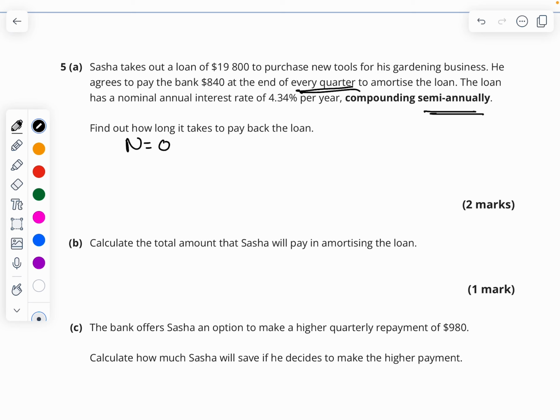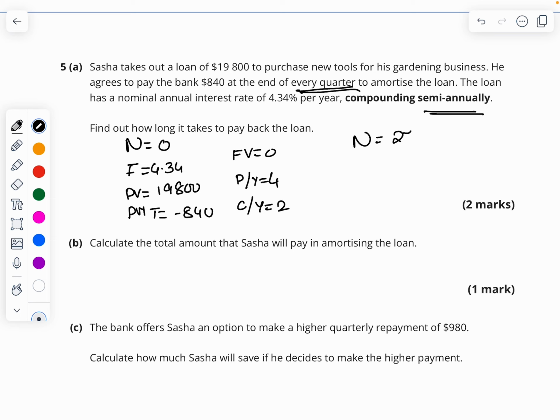Let FV be 0. Then interest rate is going to be 4.34%. Then principal value, he is getting the loan, therefore it is positive 19,800. Then PMT is going to be minus 840. Then future value equals 0. Period P/Y, how many periods is he paying? Every quarter, so 4. But it is compounded semi-annually, therefore C/Y is 2. So now use the calculator to get the value of n.